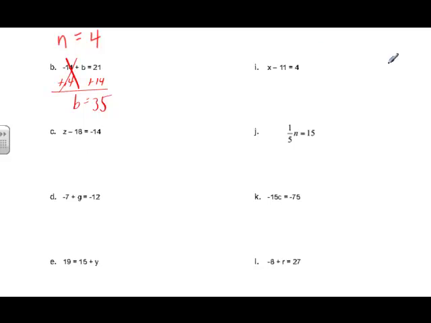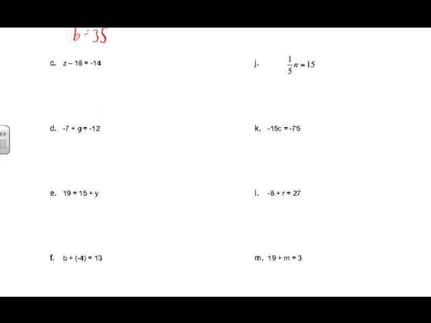Z minus 18 equals negative 14. What should I do first? You should do the same thing. Very good. We want to make everything addition. What's the inverse of the number? A positive 18. Very good. Positive 18, positive 18, they cancel. Z equals... I have a positive and a negative. What's my rule? Take the larger number and subtract. Excellent. Positive 4. Now, if you don't want the positive there, that's fine.